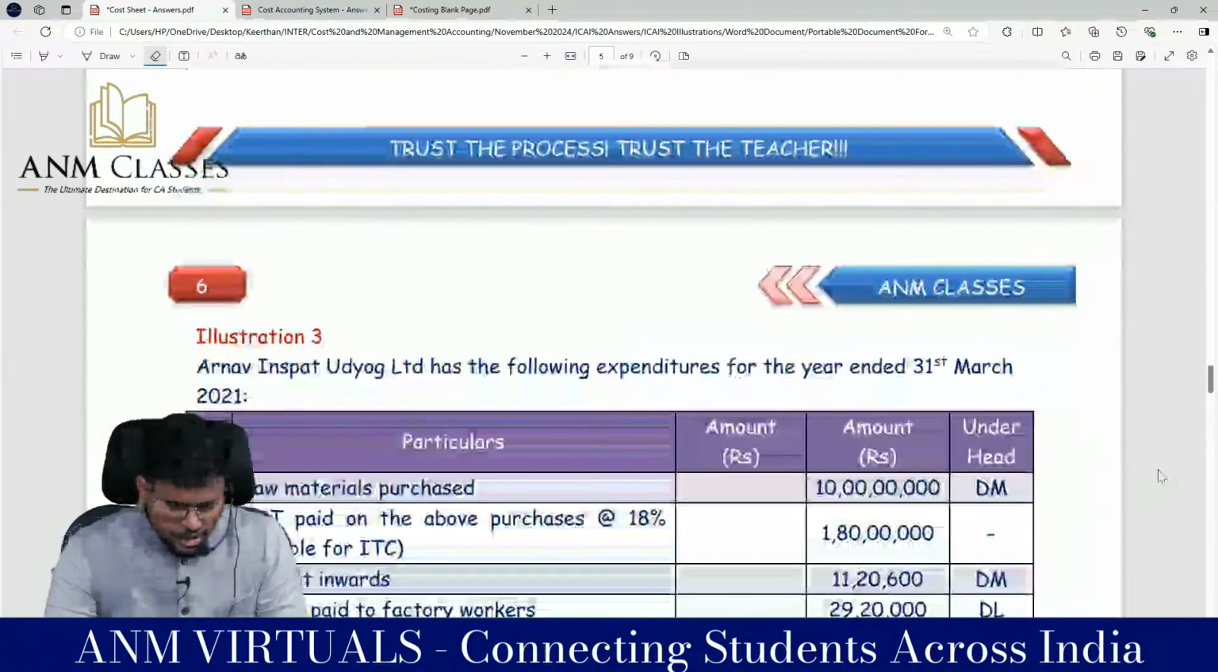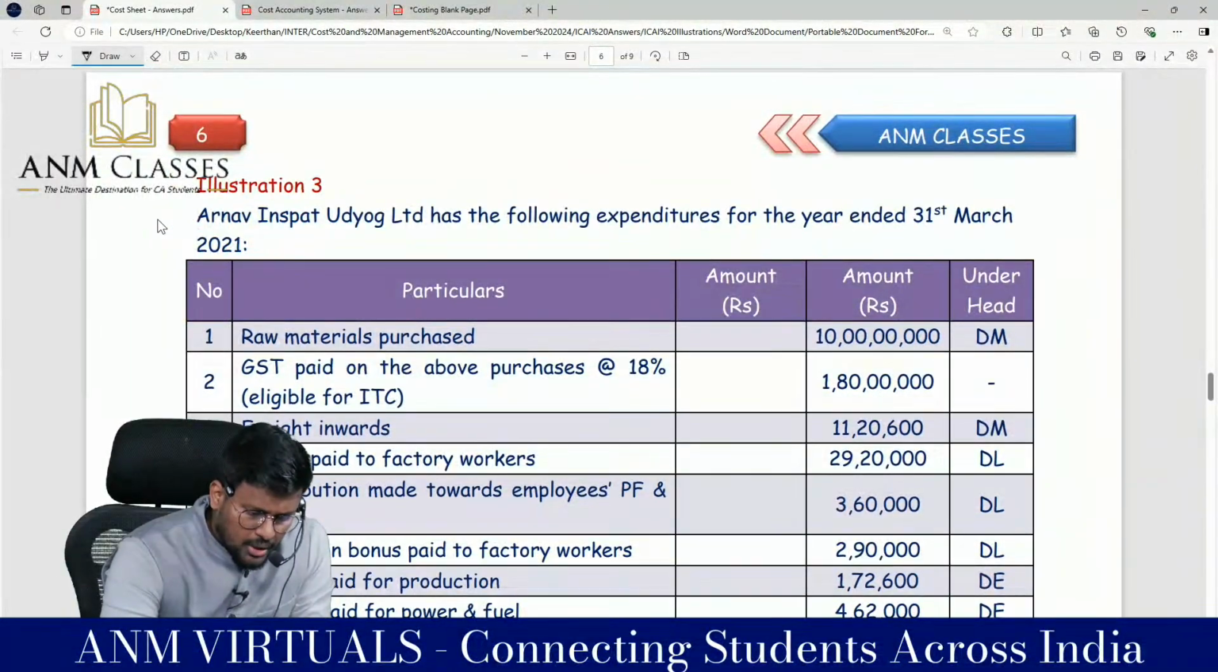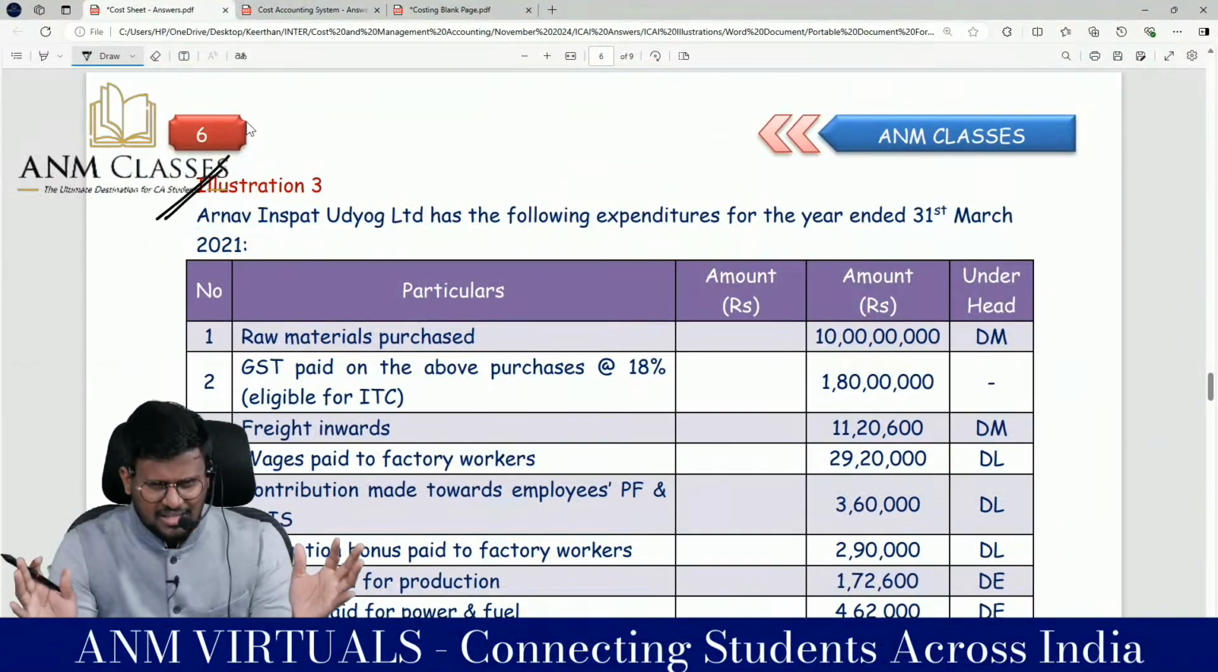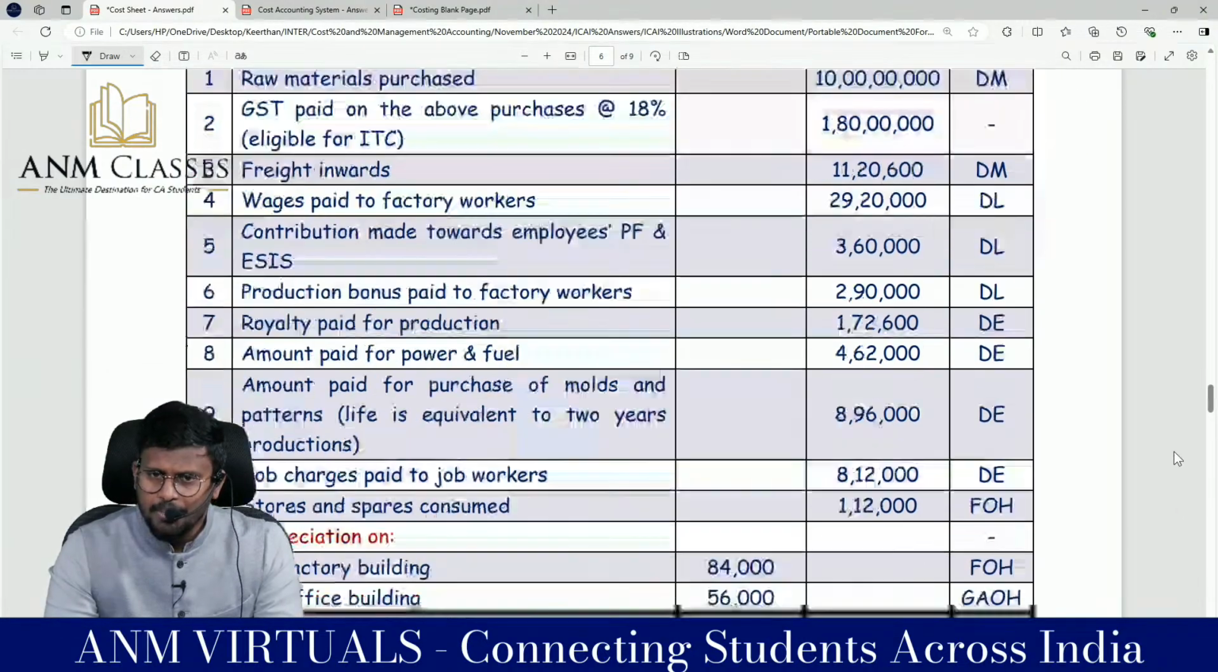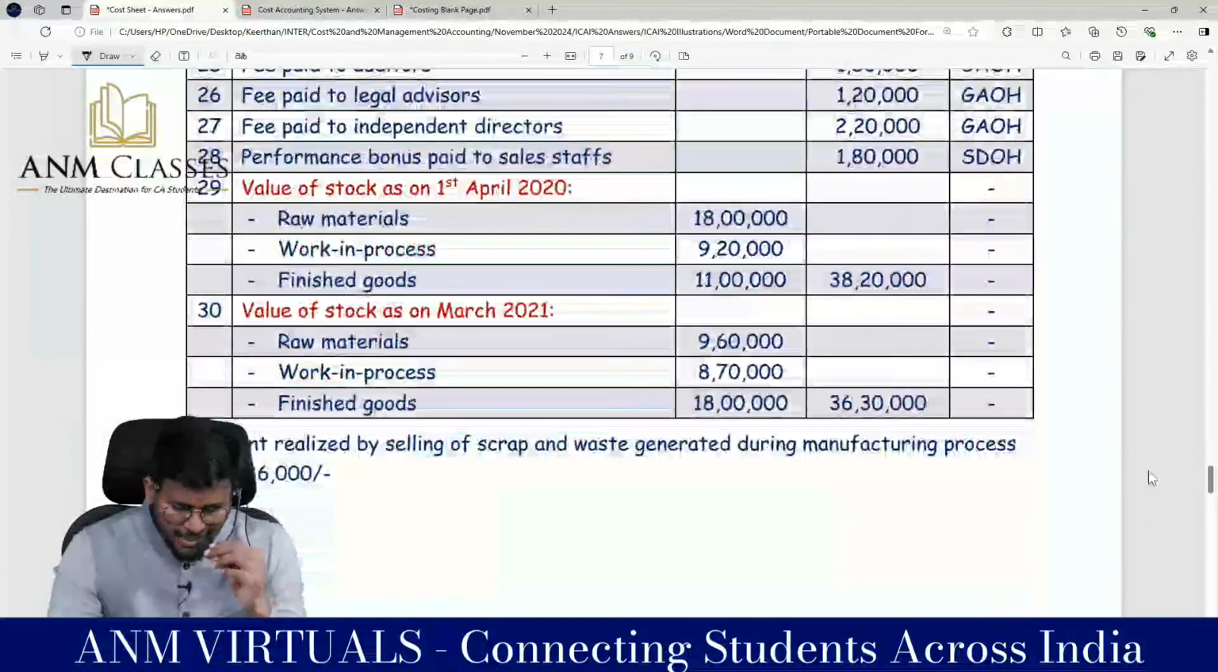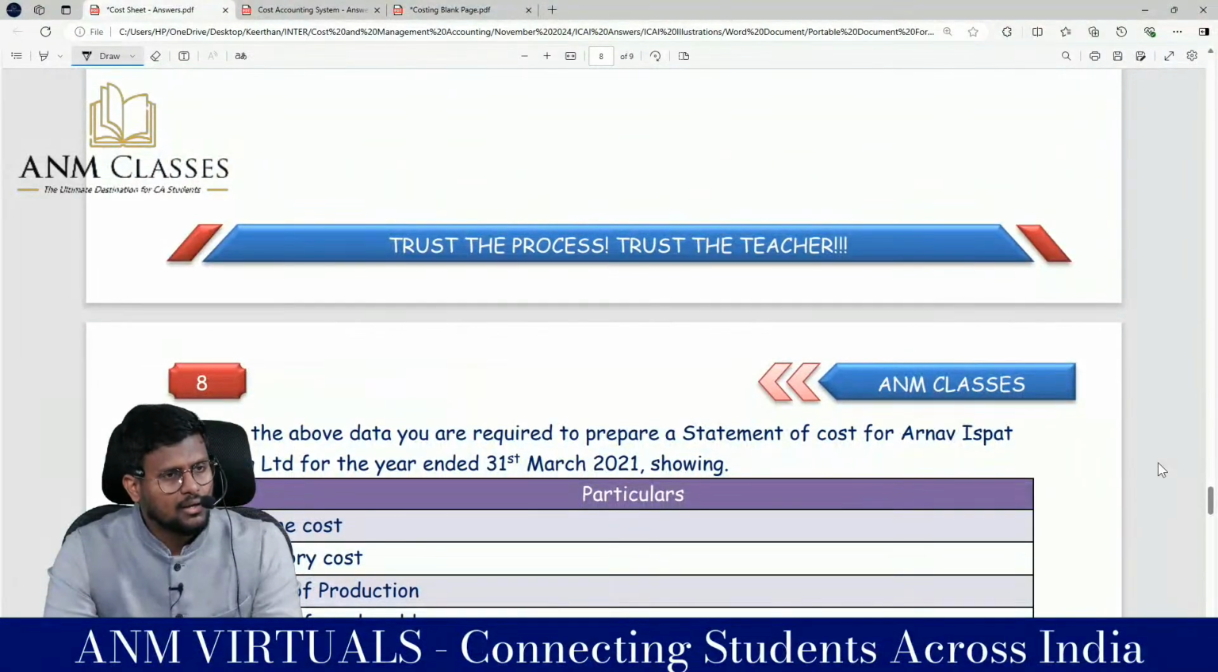So try question number 3. It's a very normal question only, but the length of the question is a little big. That's it. Tomorrow we'll be solving question number 3. With that, cost sheet will come to an end.